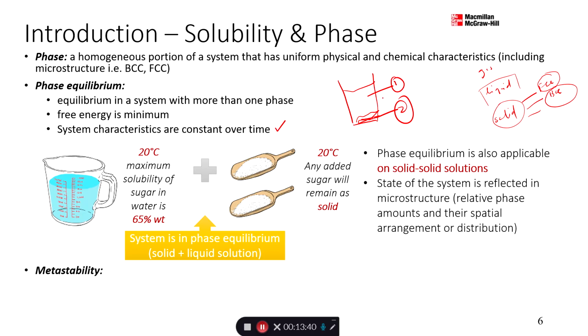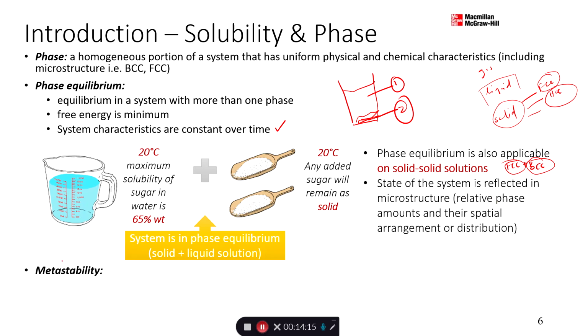So this is easy to understand, and you should know that phase equilibrium can also happen on solid-solid solutions. That means FCC plus BCC. Okay, maybe you mix an alloy together, two different metals. You mix it, there's a limit that it can stay in the same phase. If put more, maybe it will have two phases present. Okay, that is phase equilibrium in solids.